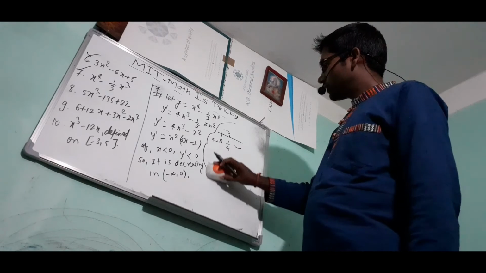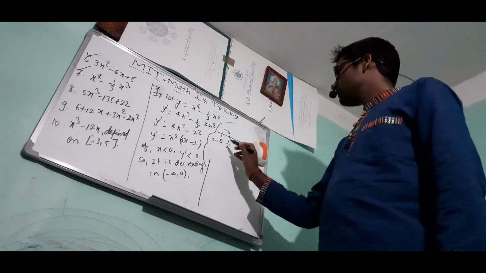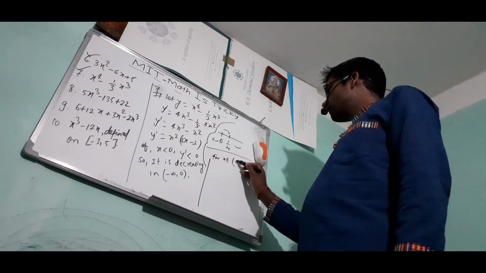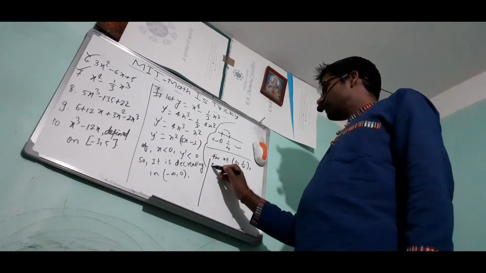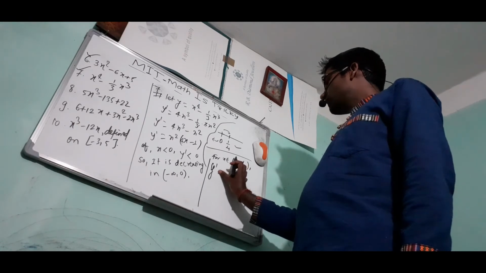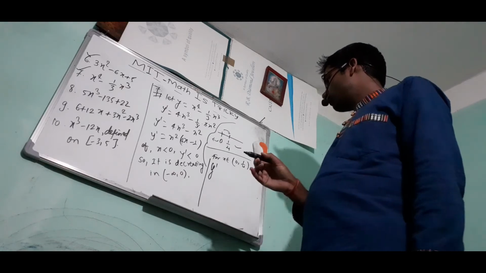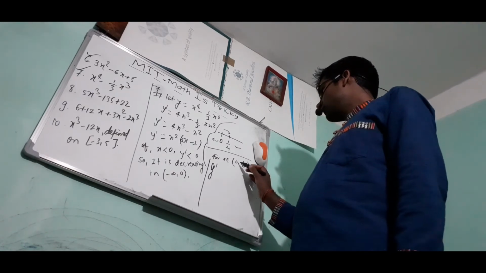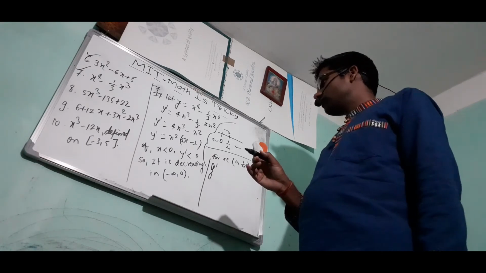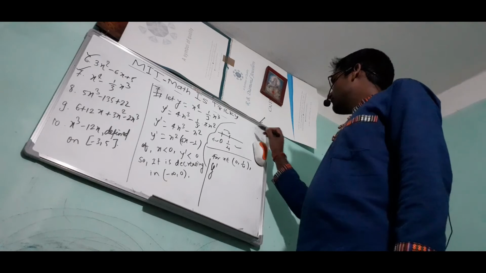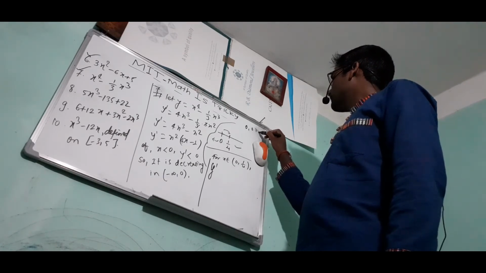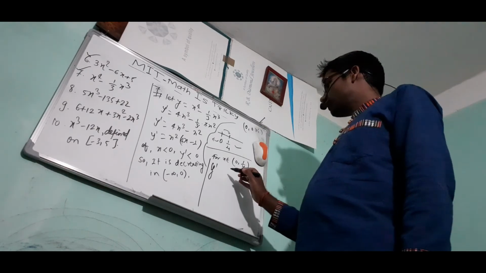Okay, now the second interval. For this interval, x belongs to 0 to 1 by 4, we can see y dash. Let's take a value in between 0 and 1 by 4, less than 1 by 4. 1 by 4 is not included here, so it will be 0.25. Also we can take 0.2.